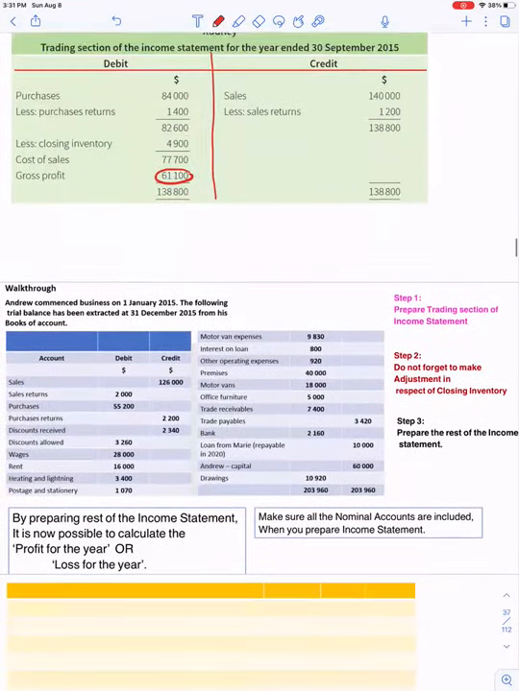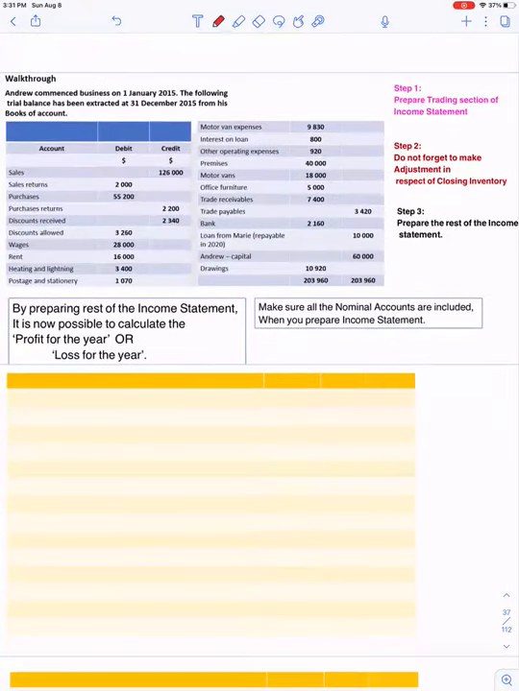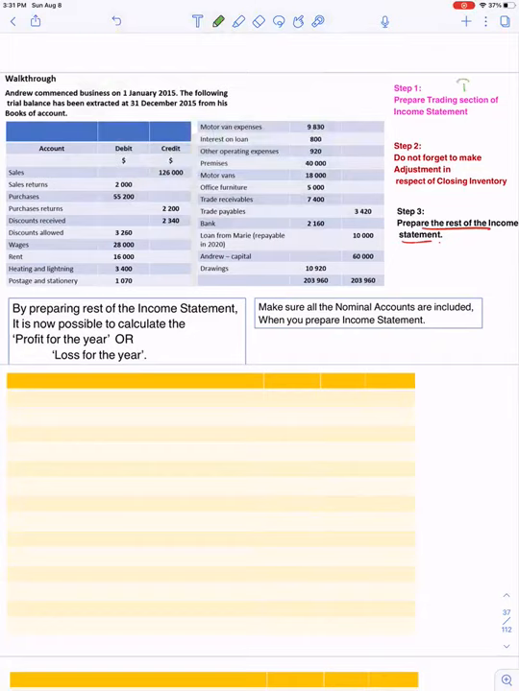Once you are thorough with your trading section, we would proceed to the income statement, the rest of the income statement. So when you prepare a normal income statement, the first part of the normal income statement is we would prepare the trading section of the income statement. When we are preparing the trading section of the income statement, do not forget to make adjustments in respect of closing inventory. After you make adjustment in respect of closing inventory, you would arrive at the gross profit.